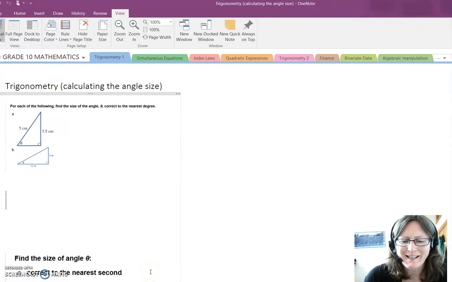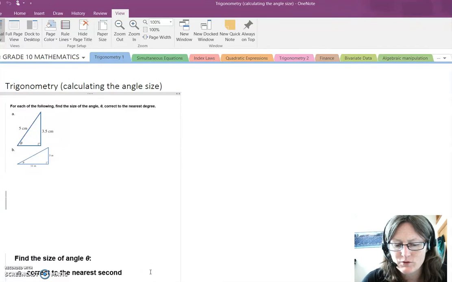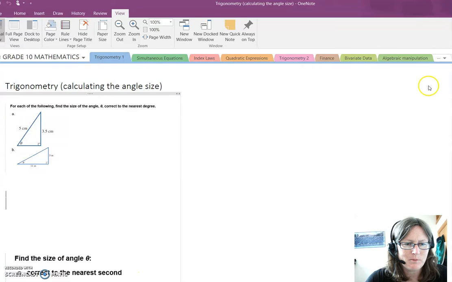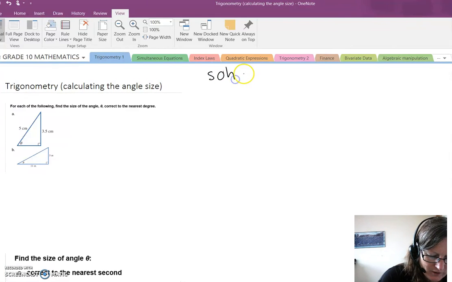Okay, the size of any angle in a right angled triangle can be found if the lengths of any two sides are known. We just use our knowledge of our trig ratios. So let's look at the examples that we have here. I'm going to write down SOHCAHTOA just to remind us so we can always refer back to that.